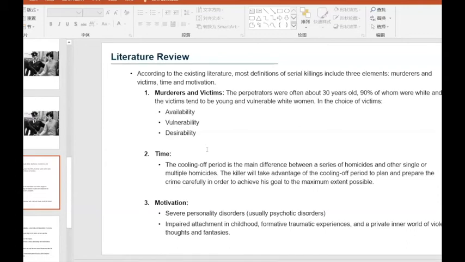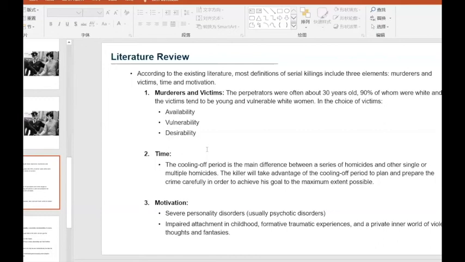The cooling off period is the main difference between serial killers and other single or multiple homicides. The killer will take advantage of the cooling off period to plan and prepare the crime carefully, in order to achieve his goal to the maximum extent possible. In addition, in terms of criminal motivation, although most serial killers have severe personality disorders, this in itself does not explain their behavior alone.